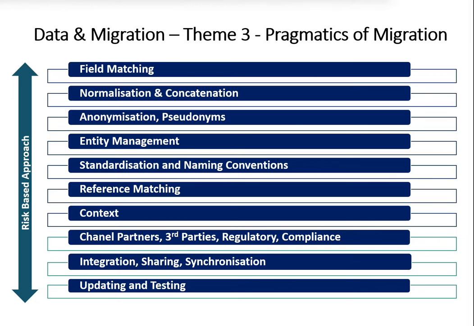Anonymization and pseudonyms. Data migration may require some details in the data to be anonymous or pseudonyms used for reporting. Such details may need to be addressed in a data migration.